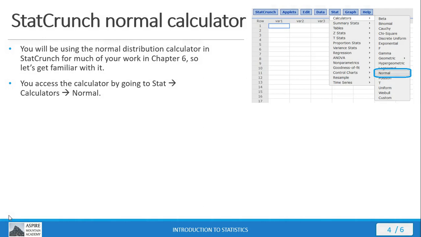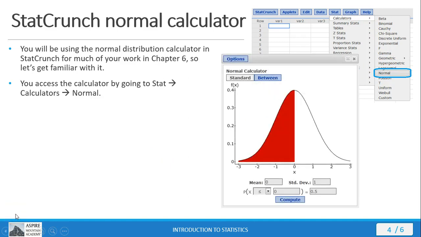Let's look at how to use Statcrunch to do the same things that we just talked about with the z-score tables. So we can access our normal calculator in Statcrunch by going up to Stat, Calculators, and then selecting Normal. And then once we do that, the normal calculator is going to pop up, and it looks like this.